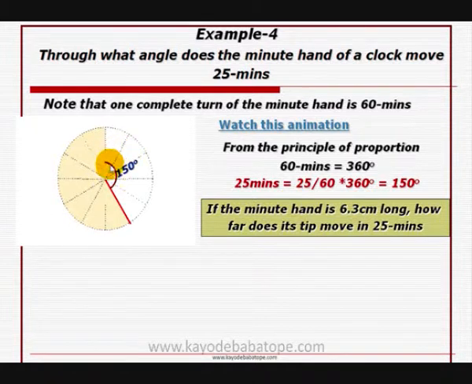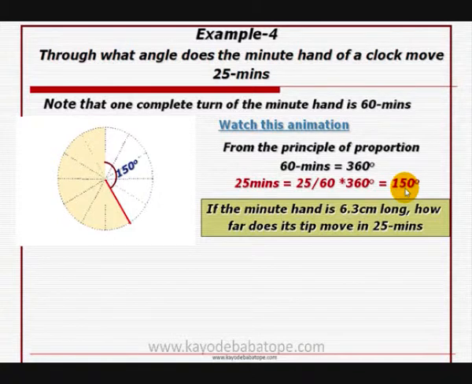If from here all through here we give 360 degrees, then from here just to this point we give 150 degrees by the principle of proportion, because the minute hand will make 360 degrees in 60 minutes. So 60 minutes is equivalent to 360 degrees. So 25 minutes will be equivalent to 25 divided by 60 times 360. That gives 150 degrees. Now, an additional question.